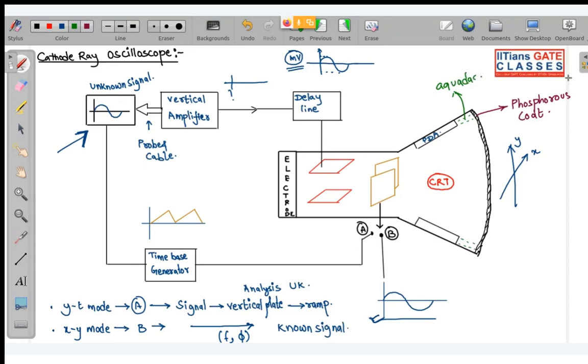Okay, so this is aquadag. Aquadag is used to attract electrons which do not have sufficient amount of energy.